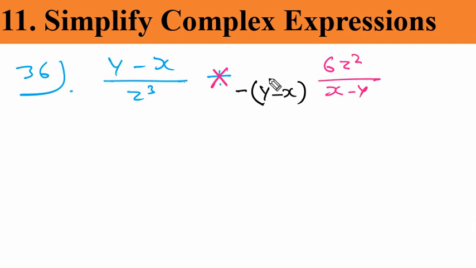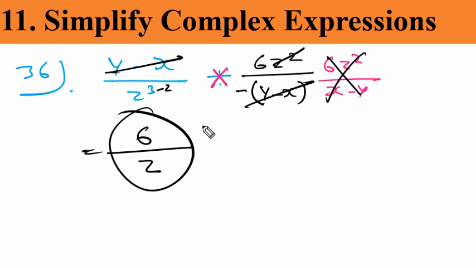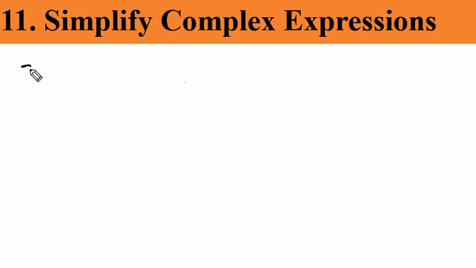Now after that, it's very easy. 6z square, I remove it from here because I have already written it; I just don't want to write extra steps. Now this is cancelled out. Z power 3 minus 2, and that's it. 6 over z power 3 minus 2 will give you z. That's your answer. Next question.